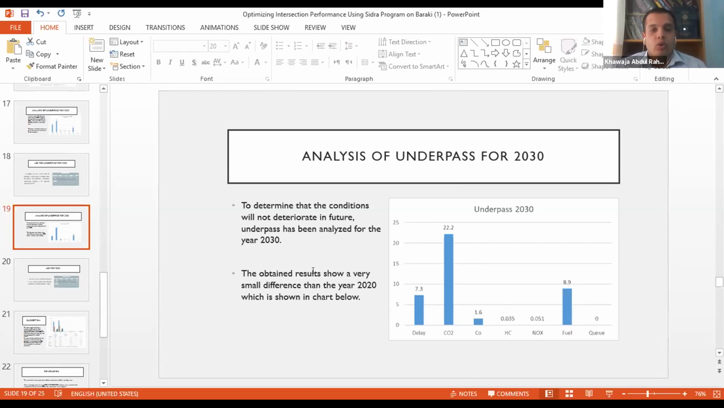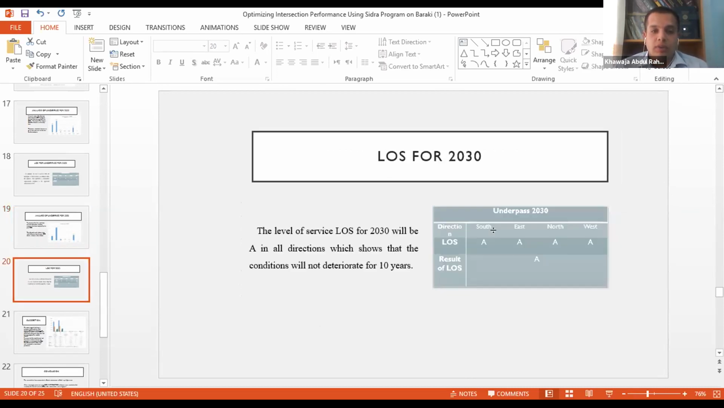The obtained results show a very small difference from the year 2020, which is shown in the chart below. Level of service for 2030 has also been estimated to be A. In all directions, level of service is A, which shows that the condition will not get worse for the next 10 years as well.